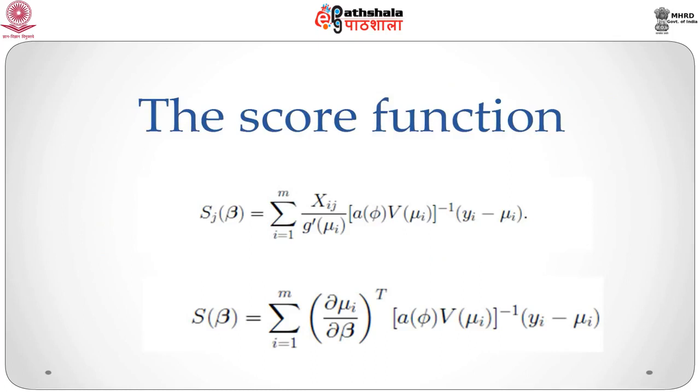The score function for the generalized linear model can be written for the jth component of beta as S_j(beta) equal to summation 1 to n, assuming that there are n individuals, x_ij by g dash of mu_i, a(phi) v(mu_i) whole inverse into (y_i minus mu_i). In vector matrix form, this can be rewritten as summation i equal to 1 to m, del mu del beta prime, a(phi) v(mu_i) whole inverse into (y_i minus mu_i).